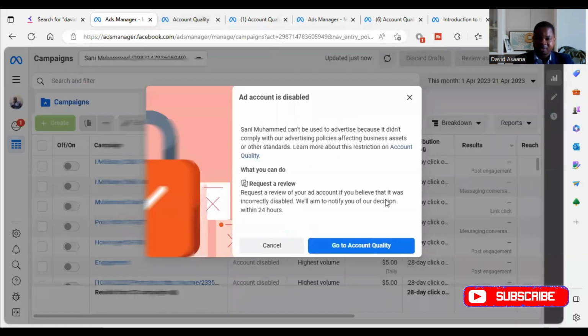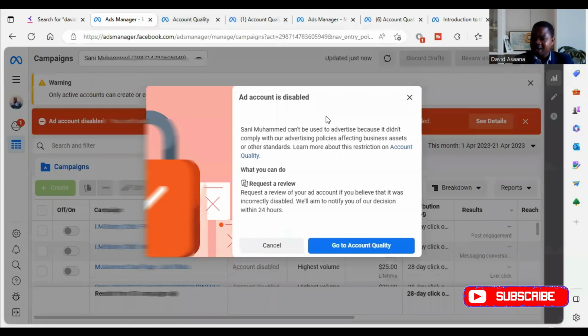And then if you are restricted, if it is a user account or ad account restriction, you will see it here. If you see ad account disabled, it is an ad account restriction, or it could be a business manager restriction. But if you see you are restricted from advertising, it is a user account restriction. So there's a difference between user account and ad account and business manager account and page.